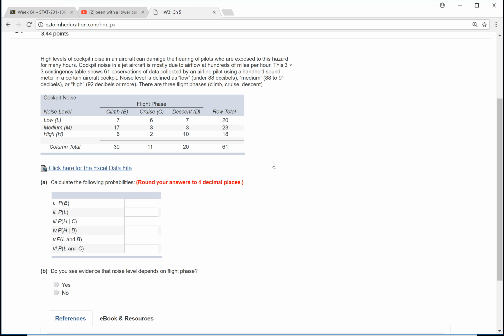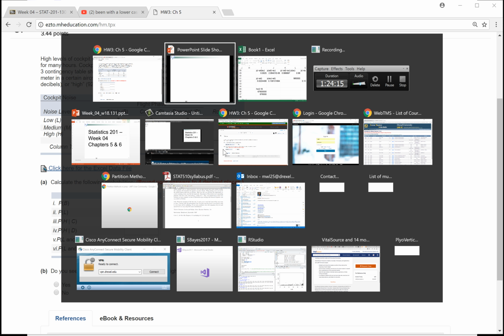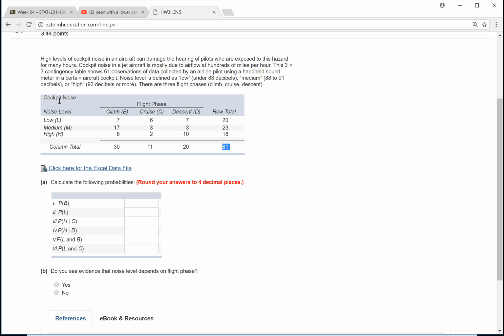So climb is B. The first thing says, what's the probability of B? B is all climbing flight, or all climbing segments. There's 30 of those. So all I'd have to do is sum down the column, and then divide that by 61, because there's a total of 61. L is the same sort of thing, except now I've got the rows. So sum across that row, and I get 20 divided by 61.